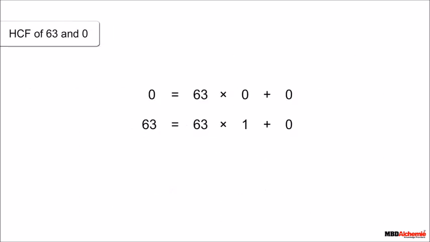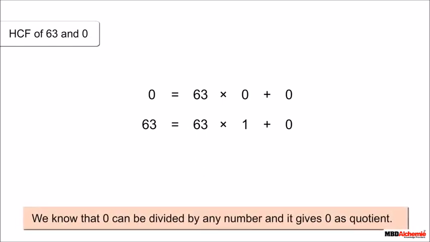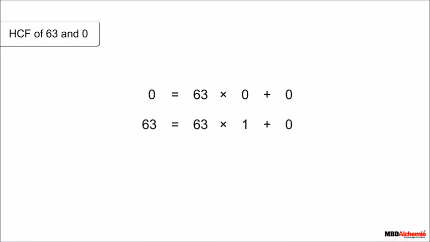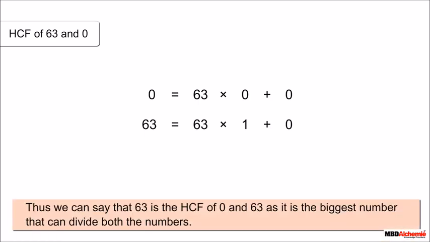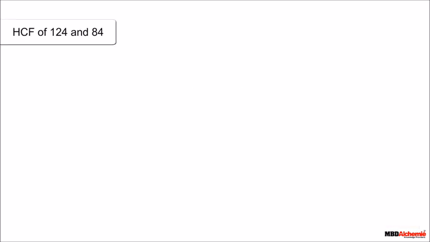Can we find the HCF of 63 and 0? We know that 0 can be divided by any number and it gives 0 as quotient. And the biggest number that can divide 63 is itself, 63, and it gives 0 as quotient. Thus we can say 63 is the HCF of 0 and 63 as it is the biggest number that can divide both the numbers. Now let's find the HCF of 124 and 84.